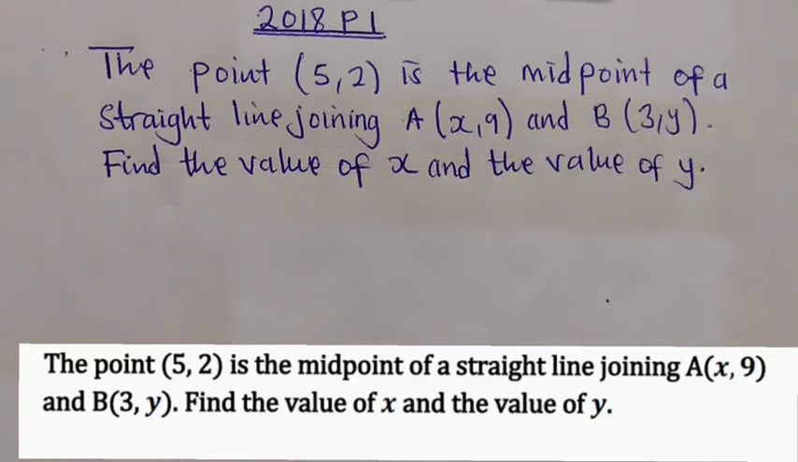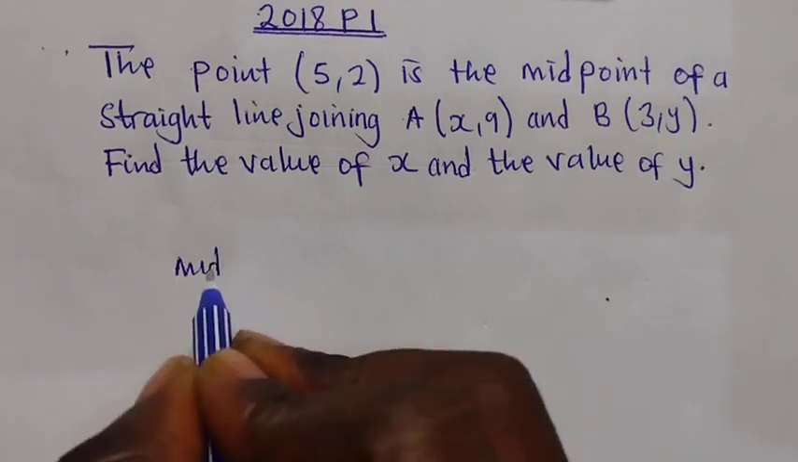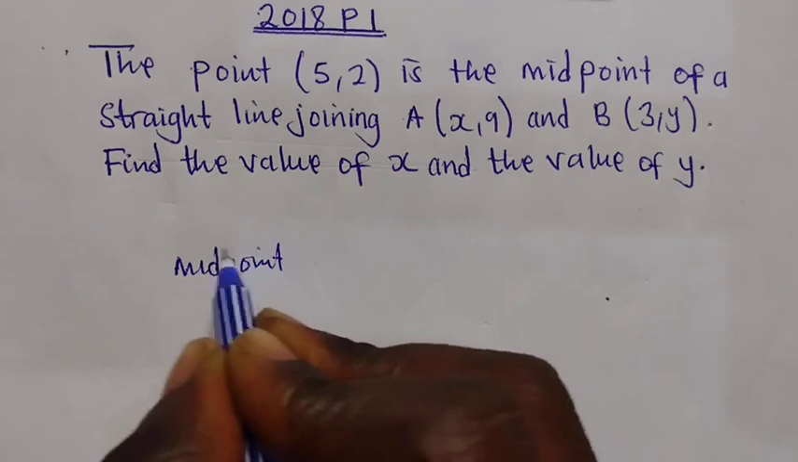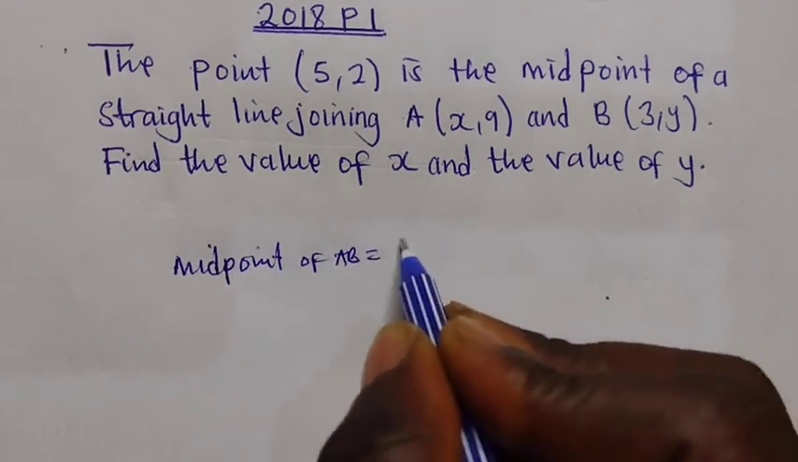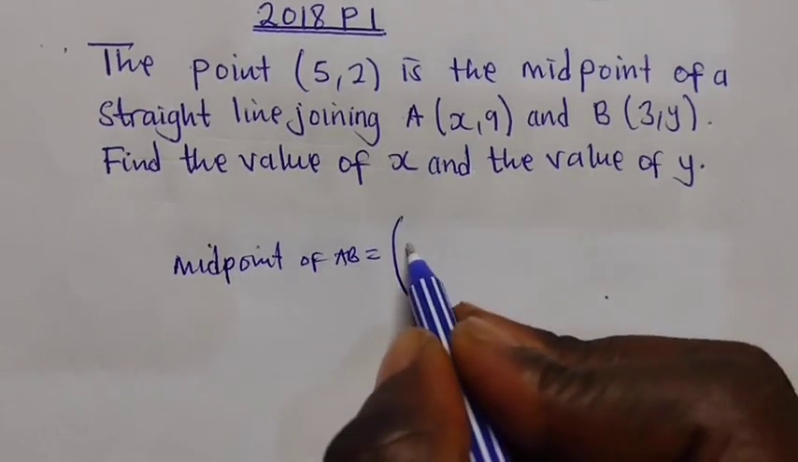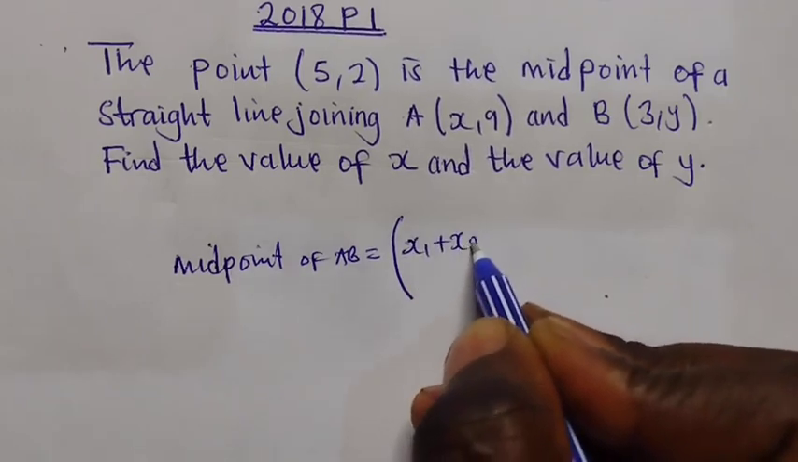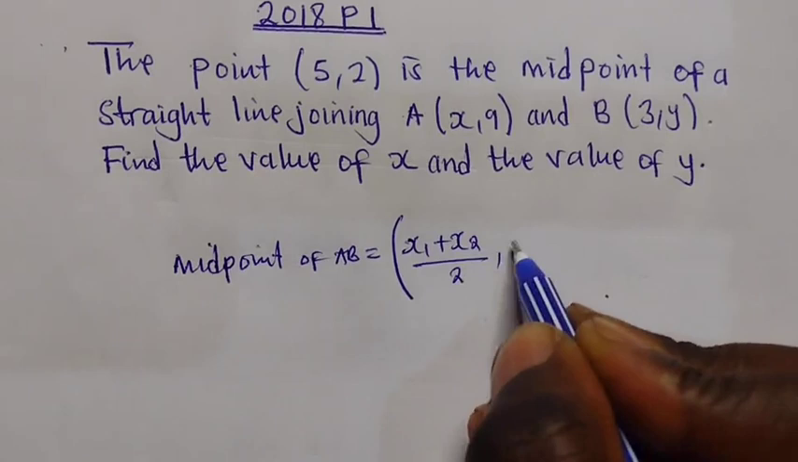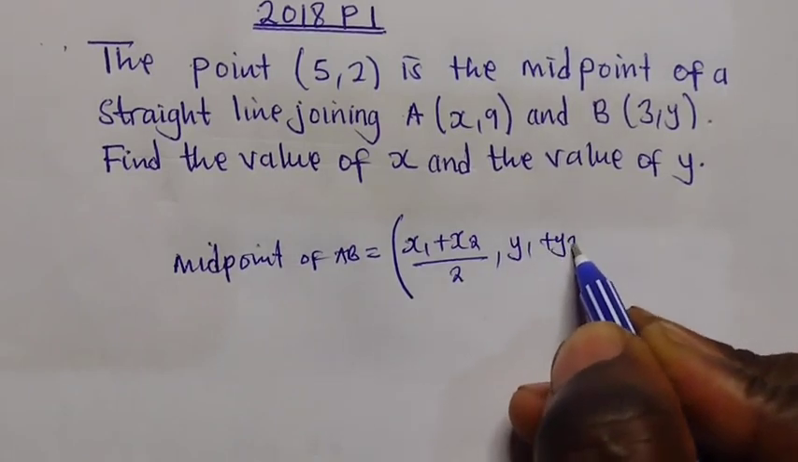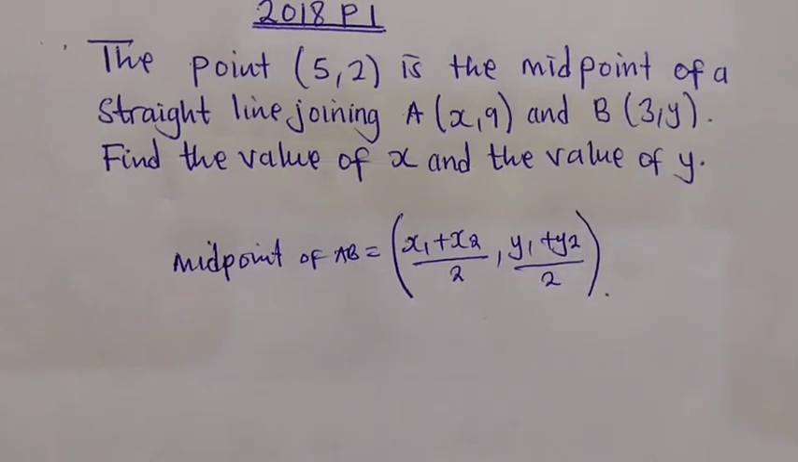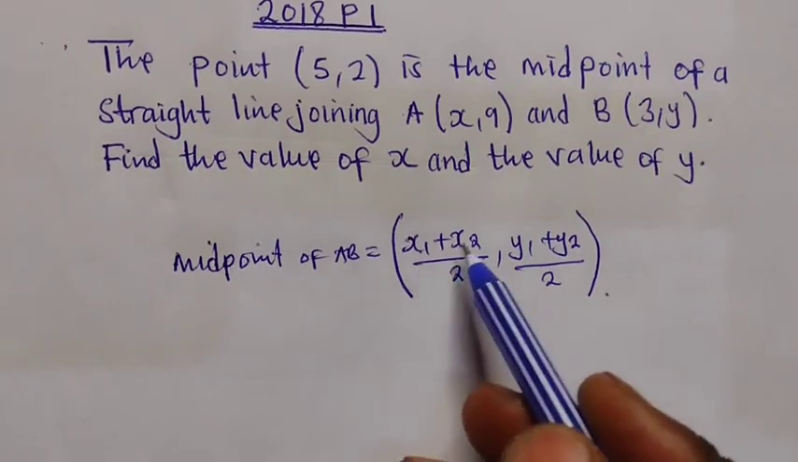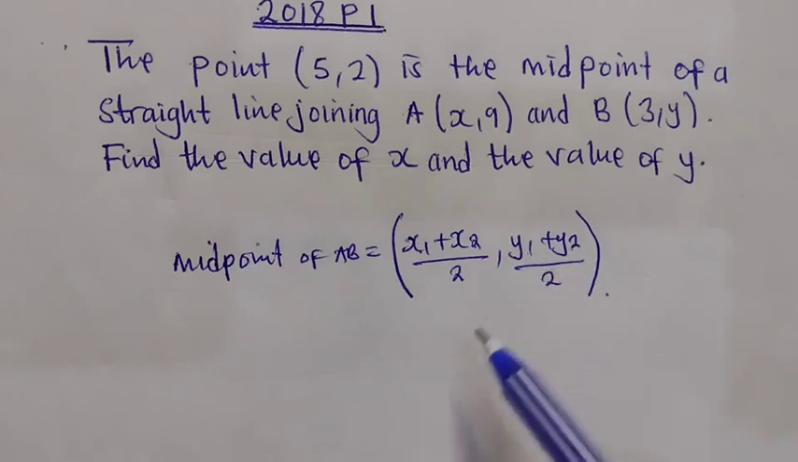To find the value of x and y, we are going to use the formula for finding the midpoint of A and B. The midpoint of AB is equal to, you write open bracket, (x1 plus x2) over 2, comma, (y1 plus y2) over 2. This is the formula that we use for finding the midpoint. x1, x2, y1, y2 are coordinates.